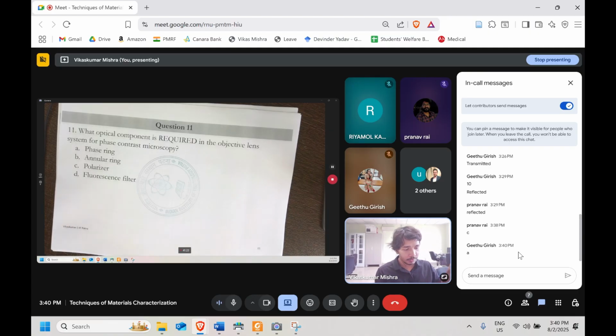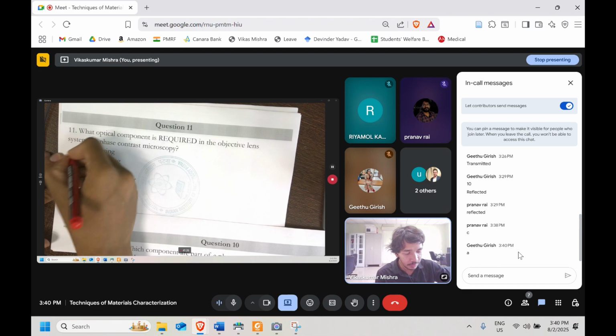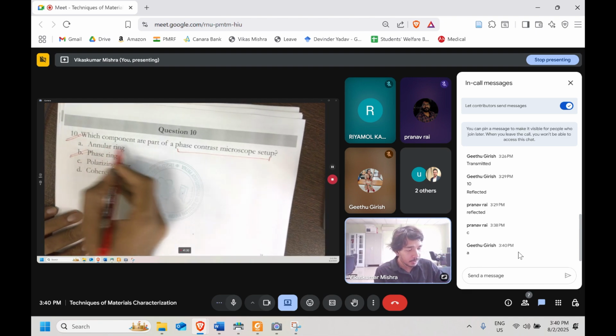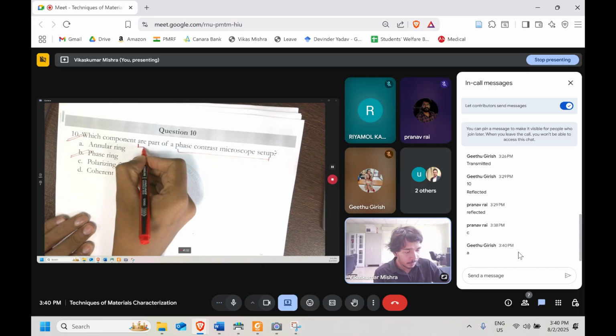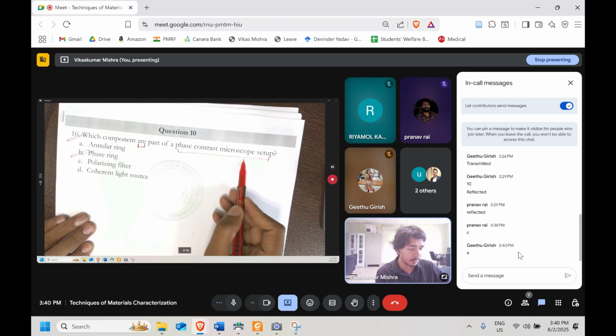Guys, there is one thing. The phase ring is the right answer. There is one more thing. Which component are? I see, I made a mistake over here. R part of the phase. Okay.